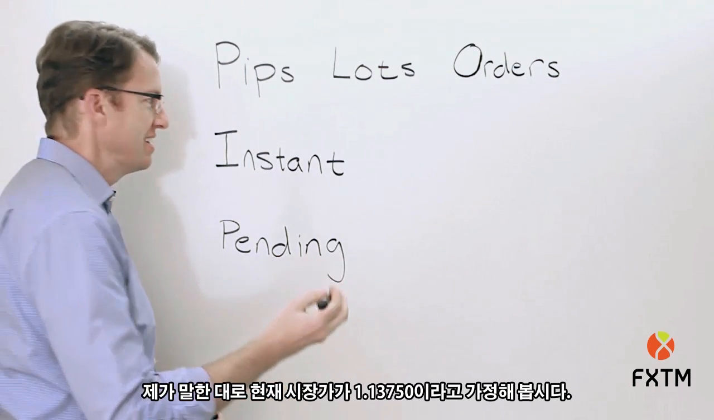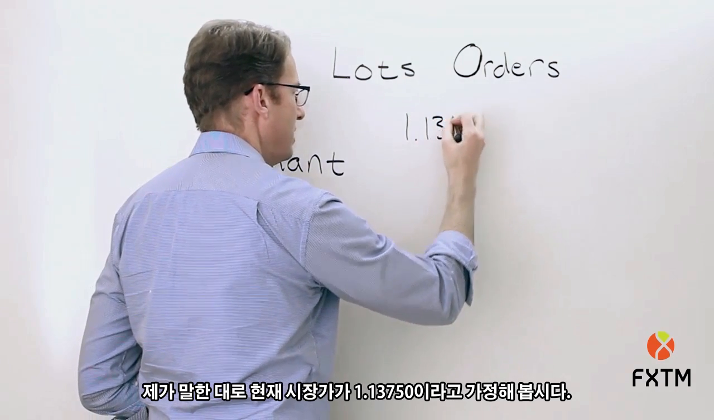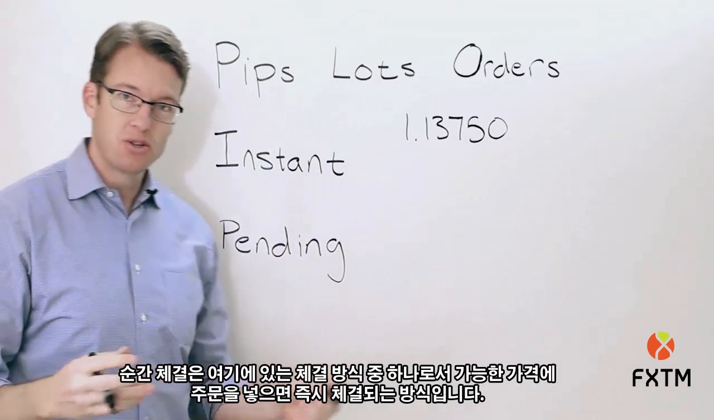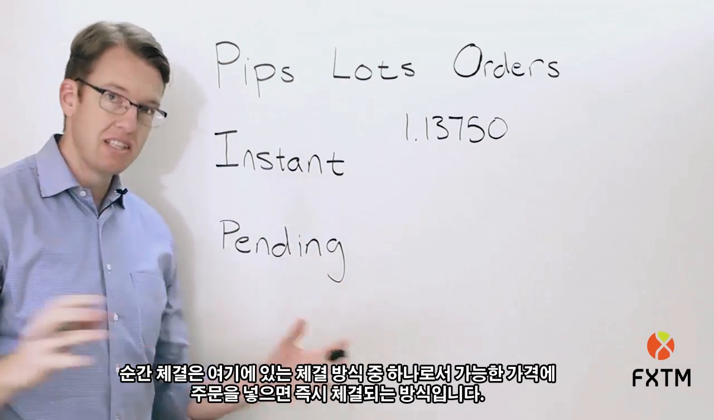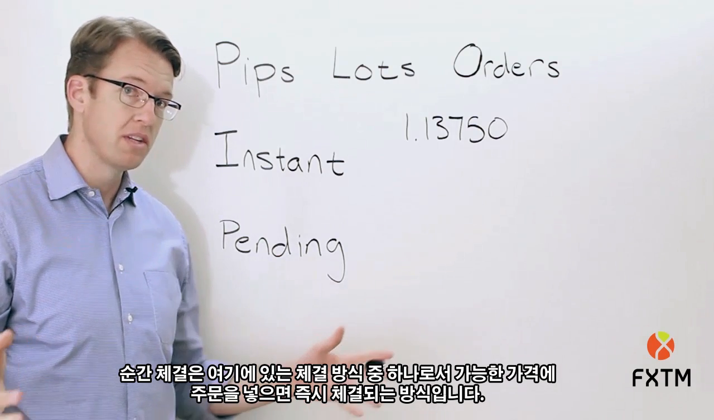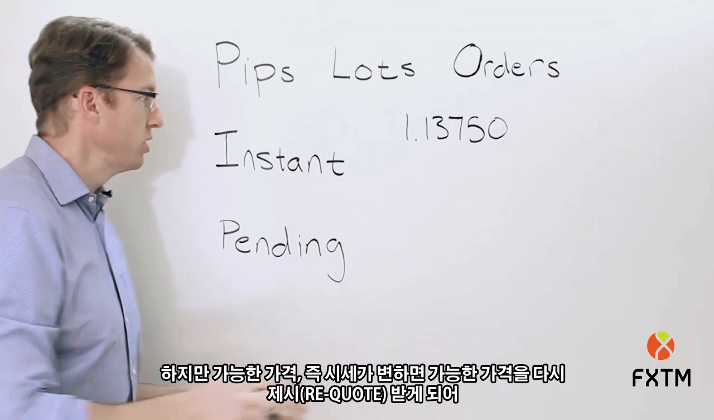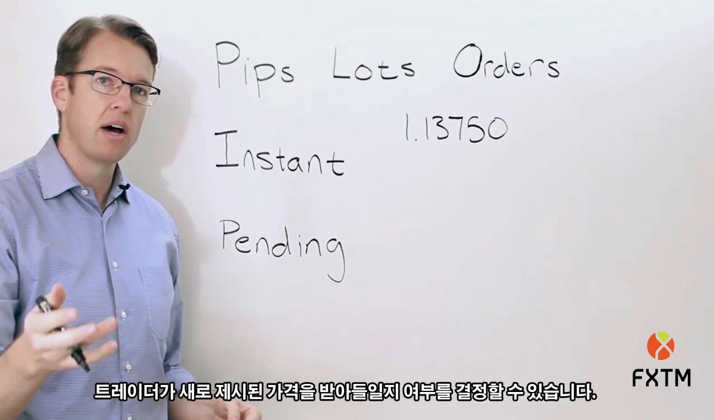So let's think about our past example and how a trader would actually go about executing that order. As I said, let's imagine that the current market price is 1.13750. Now, instant execution is one of the approaches here, which is that if they see that that price is available, they can put in an order for instant execution. However, if the price that's available or quoted changes, then they're going to get a requote. So they can decide whether or not they take that requote.